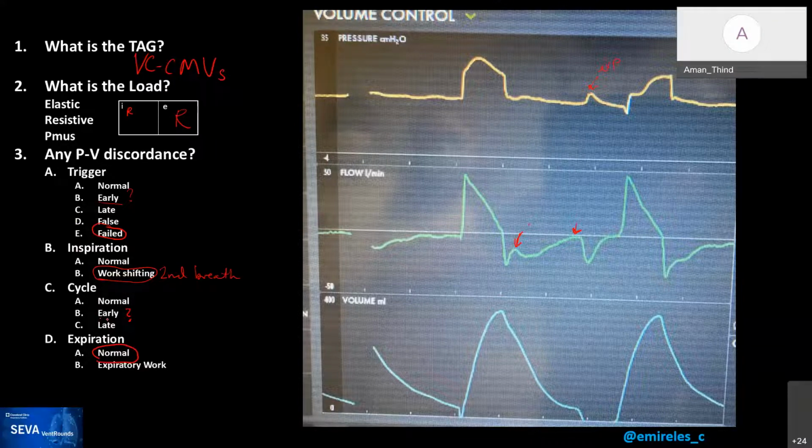And now the $1 million question, not 1 million, there's no money here. But would you change anything on this ventilator?